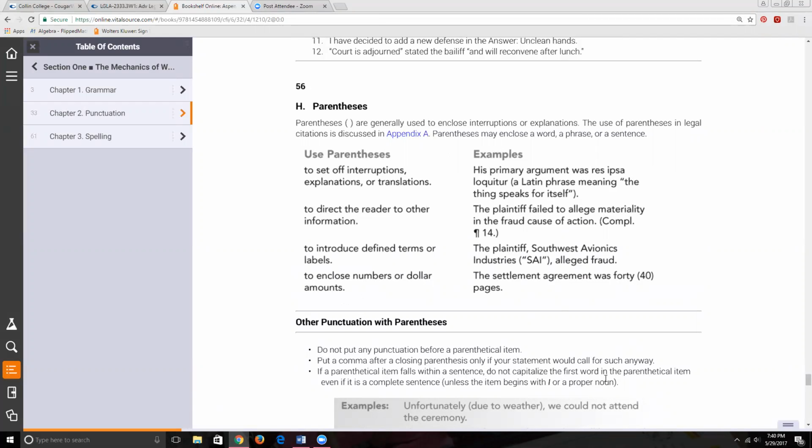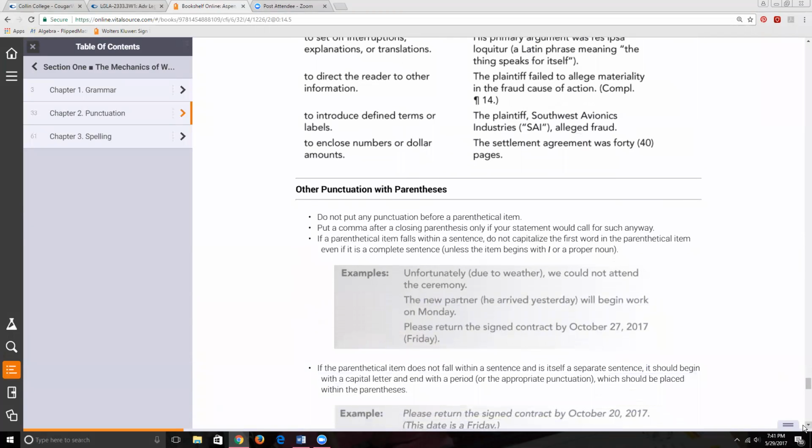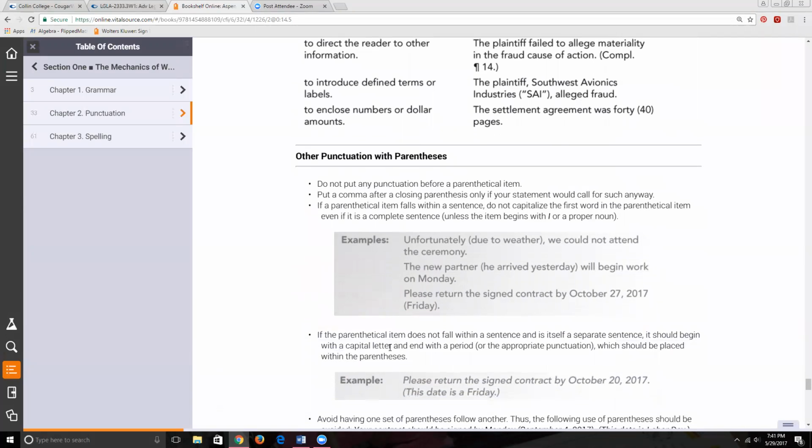Don't capitalize the first word in a parenthetical expression, even if it would otherwise be a full sentence. And again, you don't want to do that very often because it's very interruptive for the reader. If the parenthetical is its own independent sentence, in other words, it's not sandwiched in another sentence, then you would use ordinary punctuation. So you'd capitalize the first letter, and you would have terminal punctuation within the parentheses. If it is at the end of a sentence, like this, right here, then you'd put it outside. So the period goes outside the parentheses, because if you put the period inside the parentheses, that would suggest that Friday is a complete sentence.